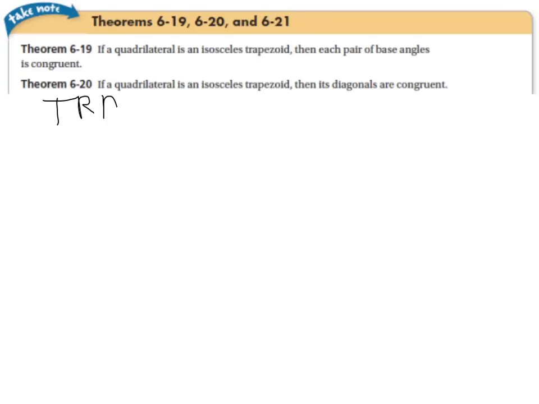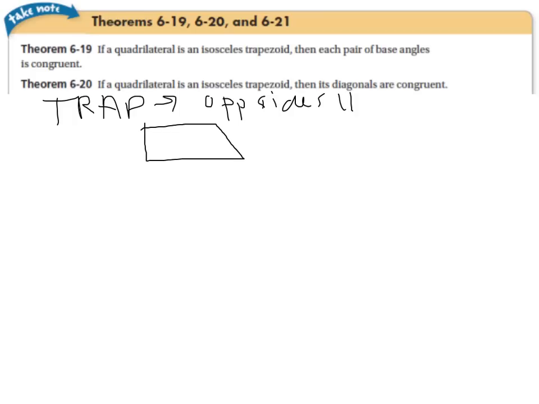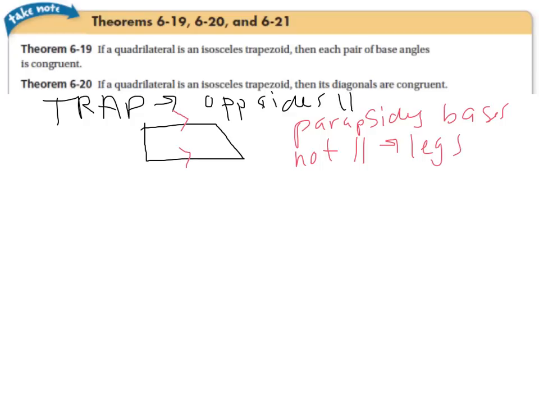If I have a trapezoid, that means I have a pair of opposite sides that are parallel, and the two other sides are not. So this would be considered a trapezoid because my top and bottom are parallel. The two parallel sides are called your bases. The sides that are not parallel are called your legs.